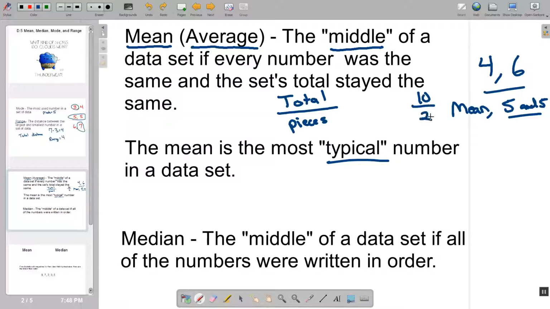So you do 10 divided by 2, and that's how you find it. But remember, it's as if every number was the same but the set's total stayed the same, which you can find by dividing.